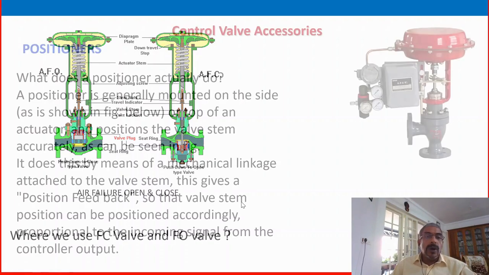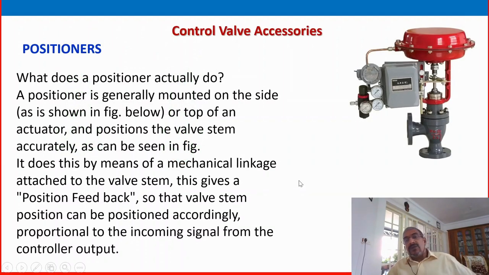Then control valve accessories. One of the important control valve accessories we also have to discuss before closing this final control element video is the positioner. So the actuator is this one, and this one is the positioner. So what is a positioner? What does a positioner actually do? A positioner is generally mounted on the side as shown in the figure, or at the bottom or top of an actuator, or at a different location.